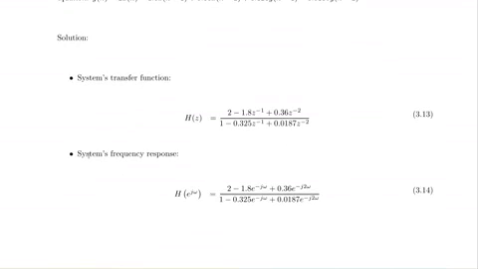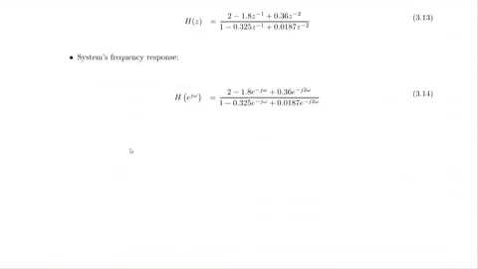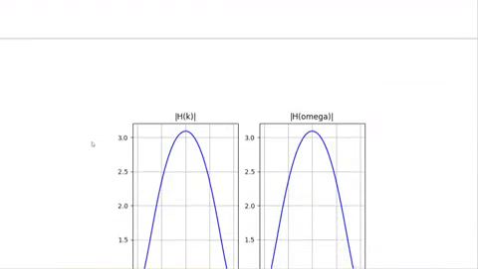And frequency response, very easily. Everywhere you see z, just substitute it with e to the power of j omega: e to the minus j omega, e to the minus j2 omega. And that's it. So you need only to look at it.